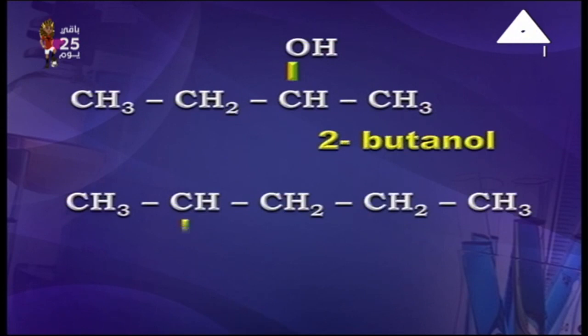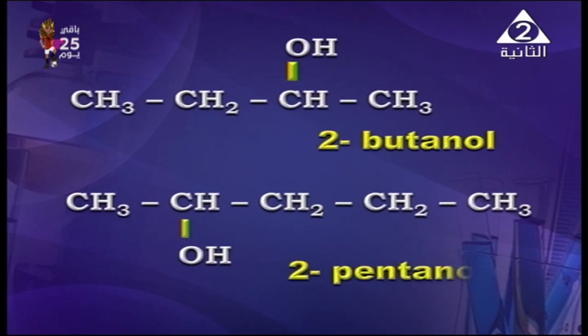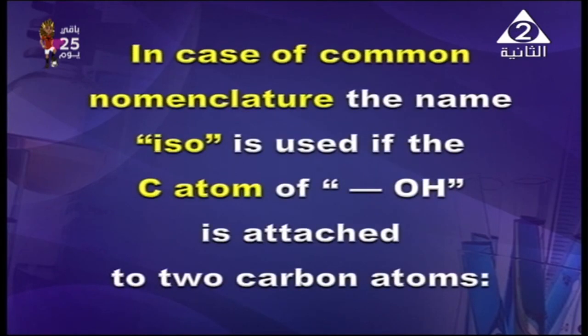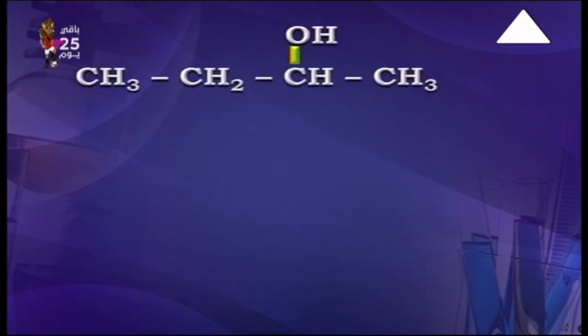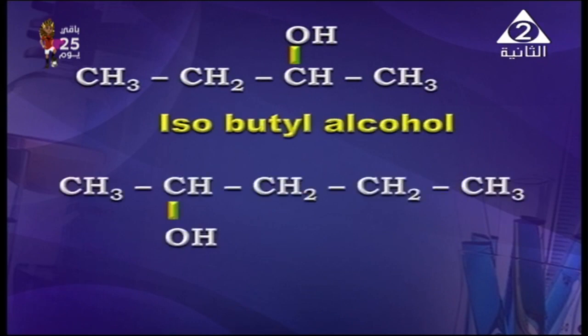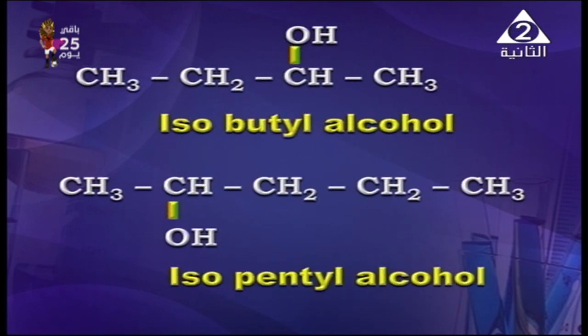Another example: the molecule here has a longest continuous chain containing 5 carbon atoms, so it will be pentane. And at carbon number 2 is the hydroxyl group, so replacing E by OL, pentanol, and it will be at carbon number 2, so 2-pentanol. My dear students, notice that in common nomenclature, the name iso is used if the carbon atom of the hydroxyl group is attached to 2 carbon atoms. As shown on the screen, it will be isobutyl alcohol, and here isopentyl alcohol.